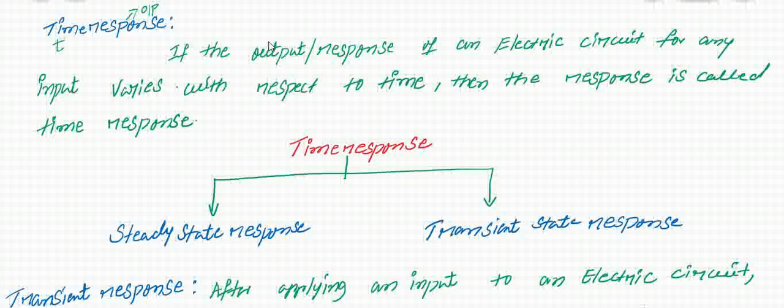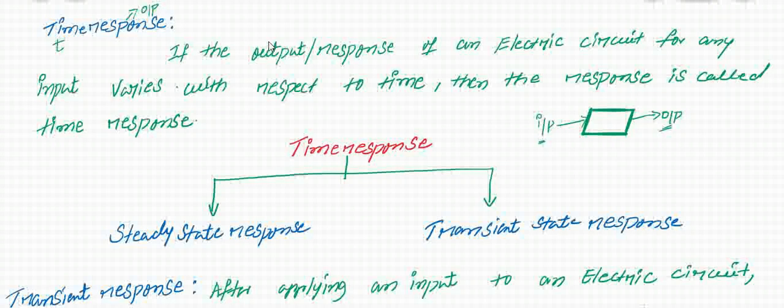So what do you mean by time response? If the output or response of an electrical circuit for any input varies with respect to time, then the response is called time response. Basically, if you consider any circuit, if I apply an input, here you are going to get an output. Here the output depends on the input.